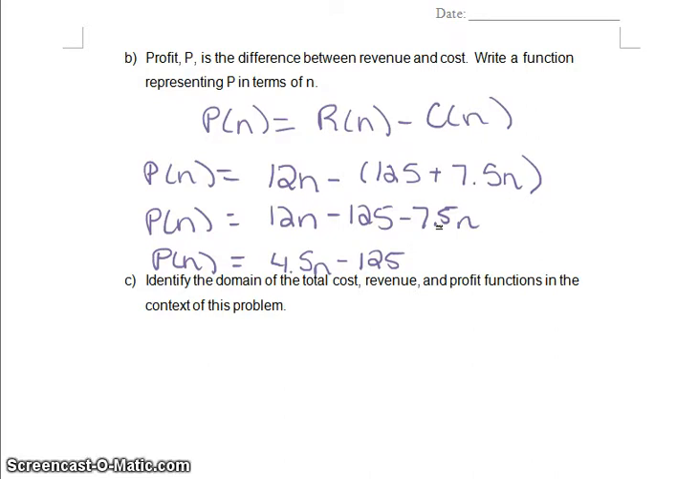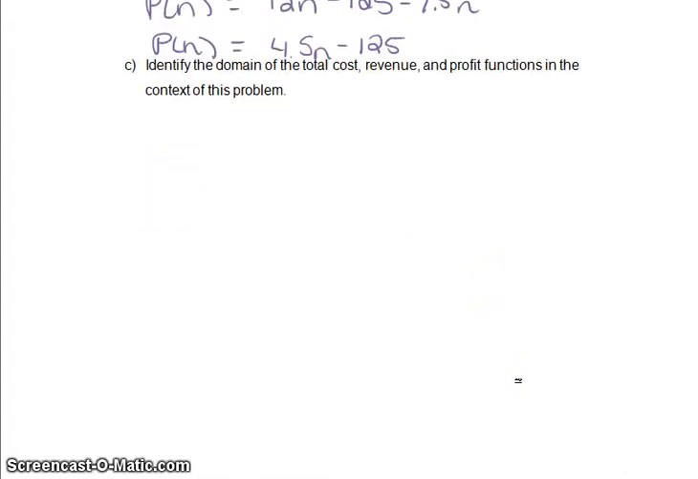Instead of talking about the domain here, we'll talk about it in part C. You can probably think about this already. You can't have a negative number of t-shirts, so you might be able to think about what your domain will be. But let's use what we learned earlier about our revenue and cost domains. What happens if we know those two? What does that mean for P of N? So our domain was C of N.